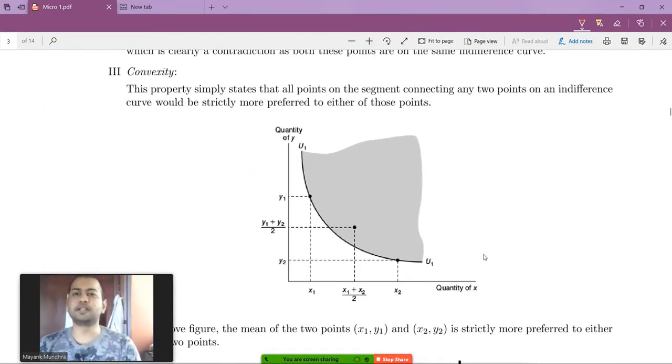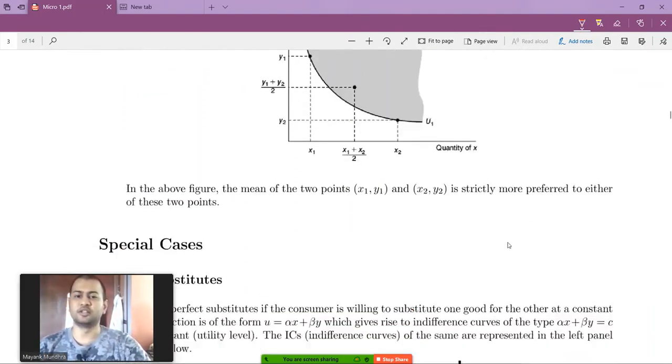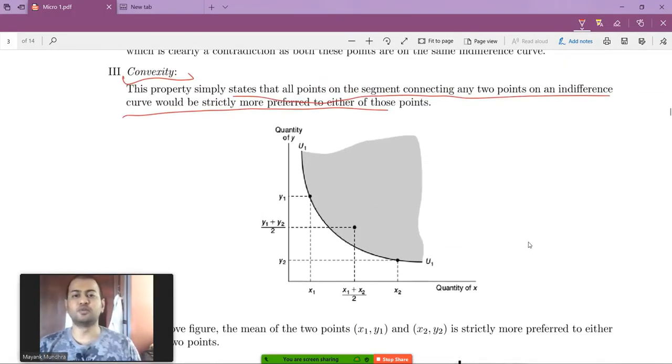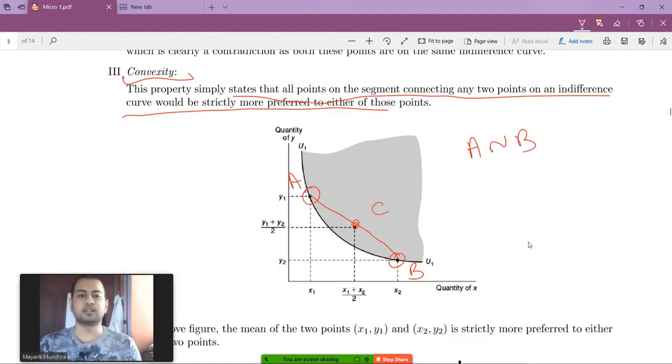And the third property is convexity. Convexity simply states that all points on the segment connecting any two points on an indifference curve would be strictly more preferred to either of those two points. So if you have two points A and B which lie on the indifference curve, it basically means that A is indifferent to B. Then if you connect these two points and you have another point C lying on the connecting line segment, then this C should be strictly preferred to A and B. It is basically the same thing that we said earlier.